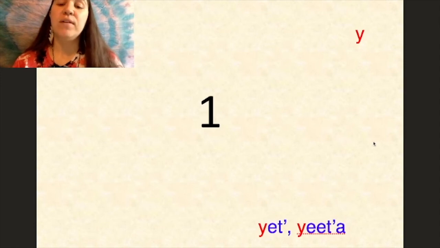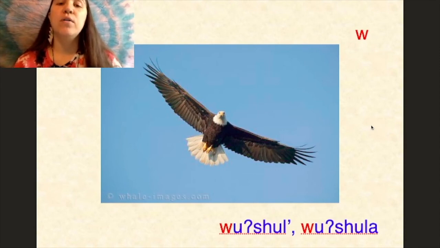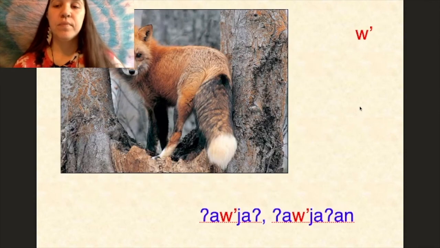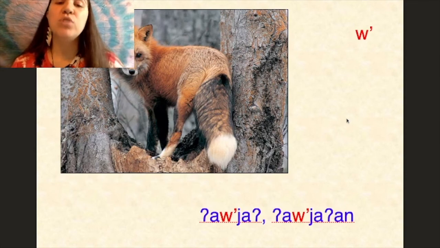And for our Y, we have yet, yeta. And that's our word for one. And for the W sound, we have eagle, wotshul, wotshula. And for an airplane, we have hoitno, hoitnoon. And this is our word for fox. This is outja, outja'an.